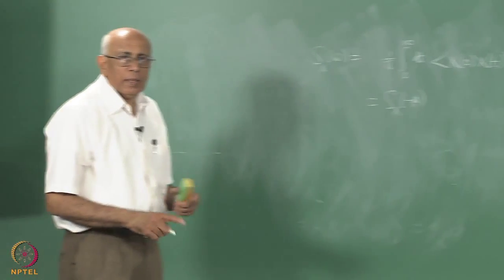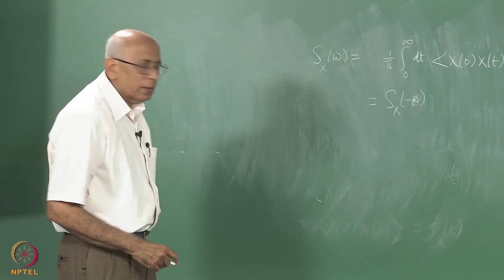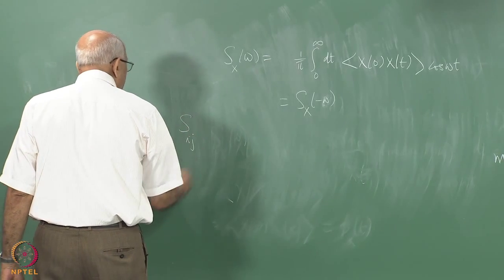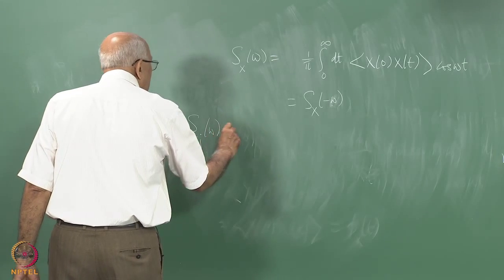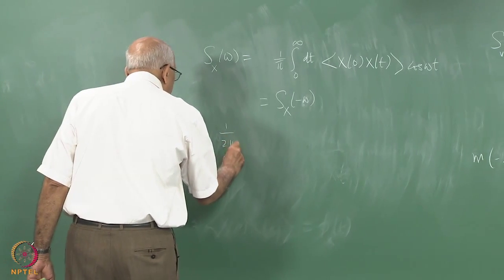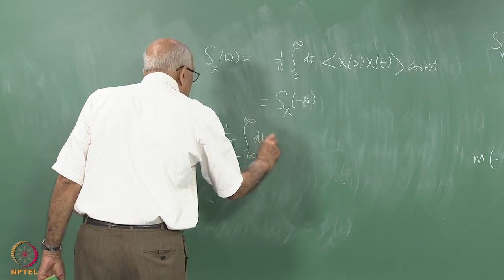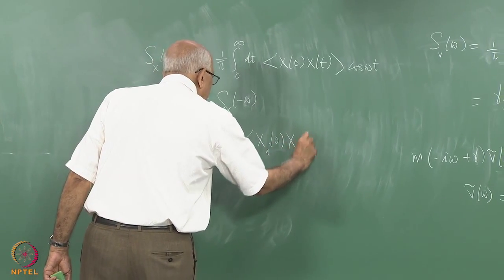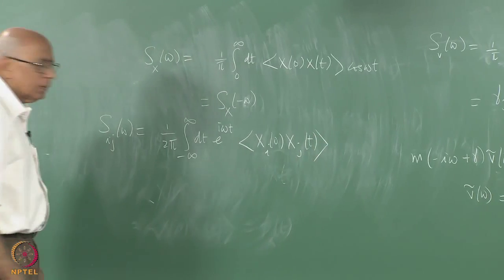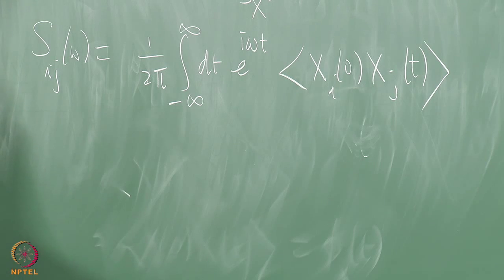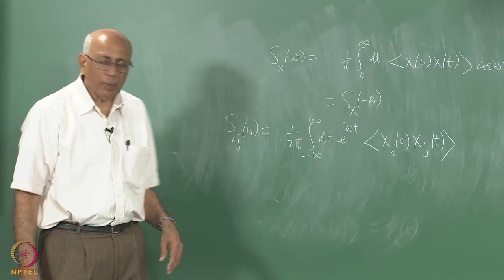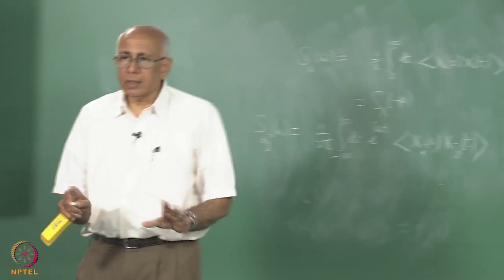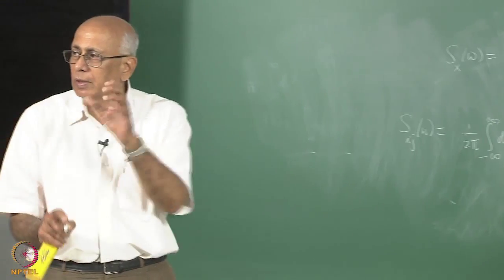Now let's look at it in the more complicated case when you have more than one component. So if you have Sij of omega equal to 1 over 2 pi integral from minus infinity to infinity dt e to the i omega t xi of 0 xj of t, the power spectrum now becomes a matrix. If i and j run from 1 to n, for example, it is an n by n matrix with these elements here. And there are all these cross correlations sitting here. We have still assumed the process is stationary, so every one of these averages is a function of the time difference alone.